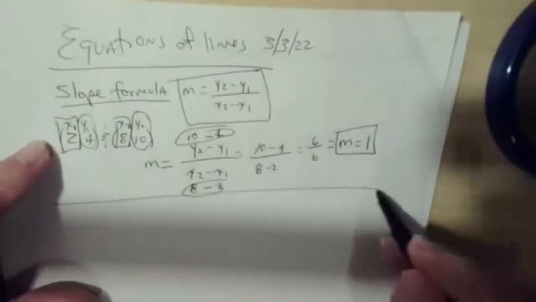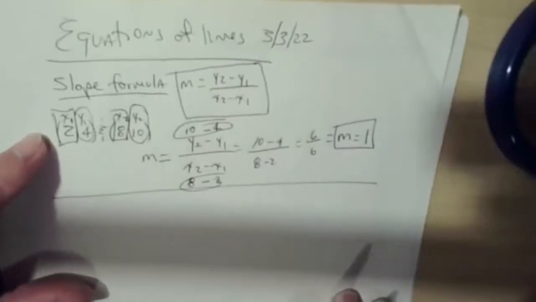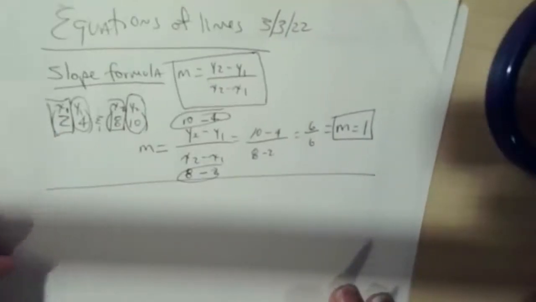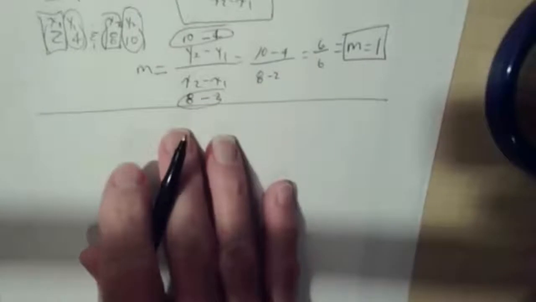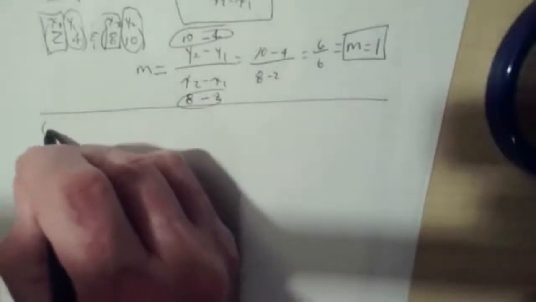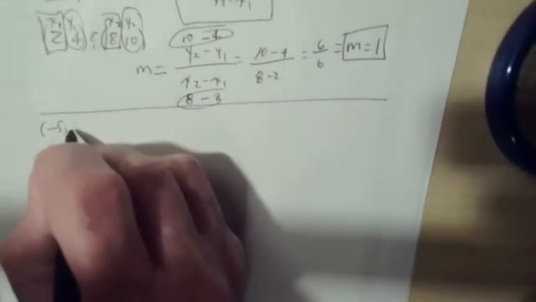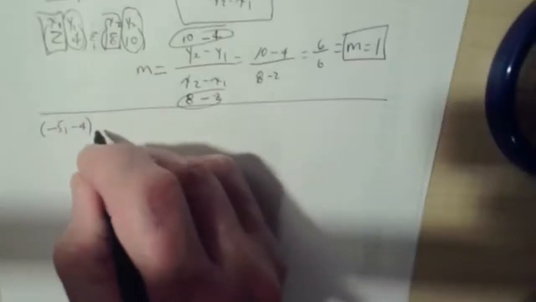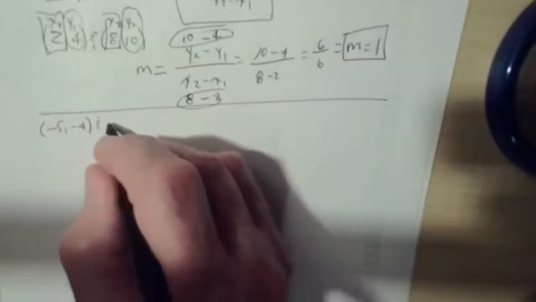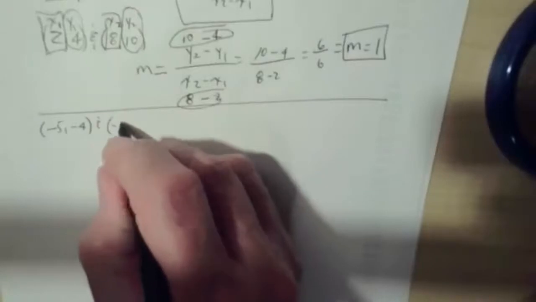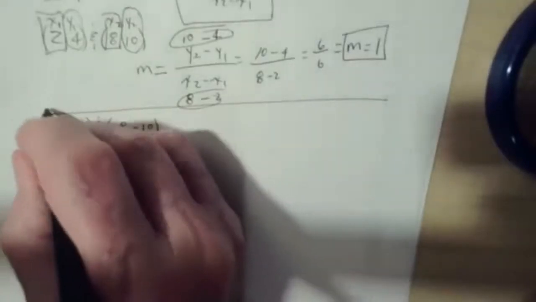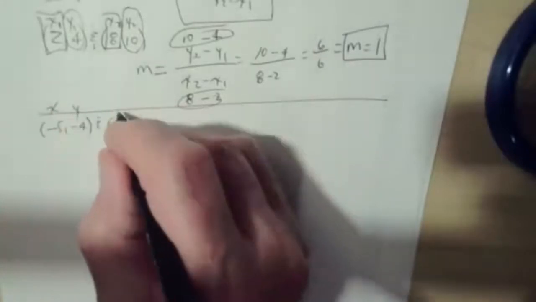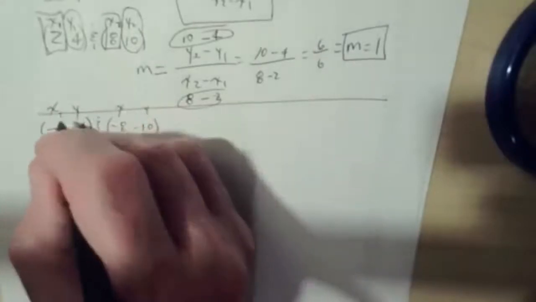The only time that this really gets any more difficult is if you've got these horrible negative numbers. So what if you're given (-5, -4) and (-8, -10)? Remember, they're always in the form xy, xy, x1 y1 x2 y2.